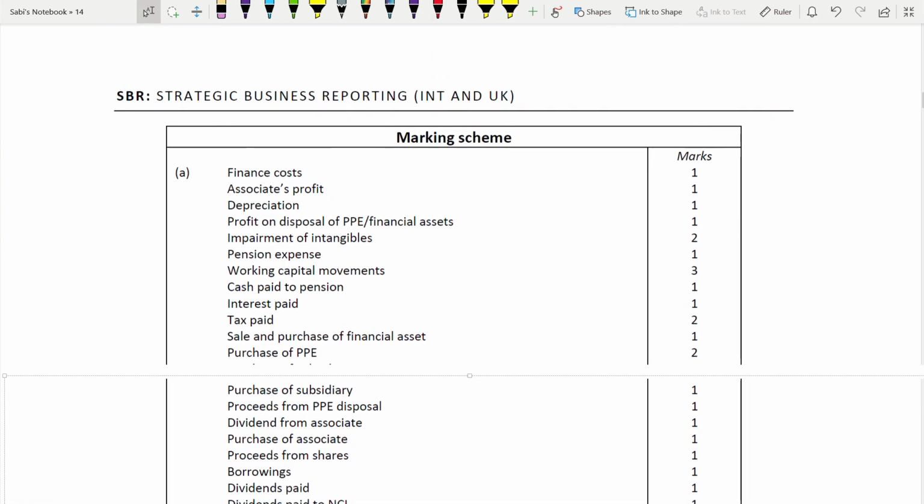Finance cost 1 mark. When you're adjusting, okay, all these are adjustments in your profit and loss account. So finance cost 1 mark. It is as it is. Associates' profit also as it is. Depreciation also as it is, no adjustment. Profit on disposal of property, plant and equipment, financial assets as it is. Impairment of intangibles. You need working, that's why it's 2 marks. Impairment of intangibles means you are finding the difference between the opening and the closing balance of intangibles. Pension expense is 1 mark.